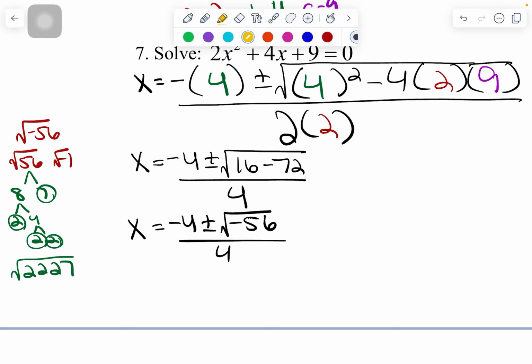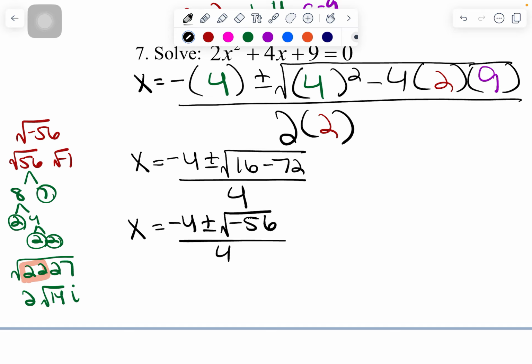So we've got a pair of 2s, so that would be 2. And then the 2 and the 7 here don't pair up, they just multiply back together, so that's going to be 14. And then way back at the beginning, we have the square root of negative 1, so that's going to be i. So I simplify the square root of negative 56 into 2 root 14i.